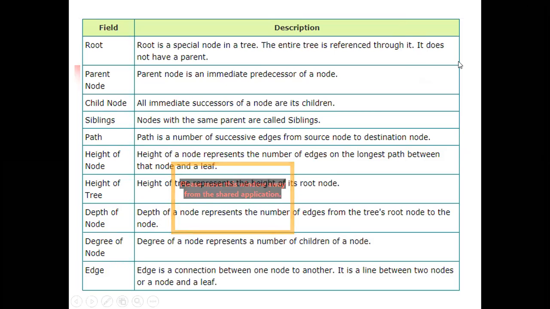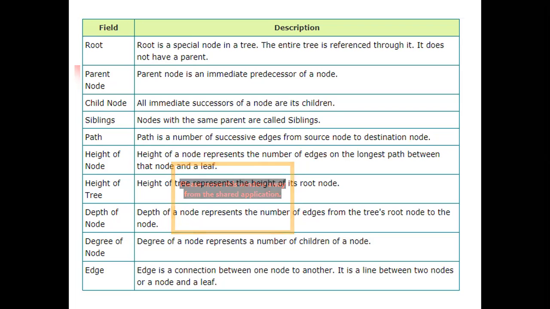So here we have a table that has different fields and descriptions like root, parent node, child node, siblings, path, height of tree, depth of node, degree of node, and edge. So what is root? Root is a special node in a tree. The entire tree is referenced through it. It does not have a parent. As you guys know, in a natural tree, there is a root, and the root gives everything to the tree. So there is no parent of a root in the case of data structure.